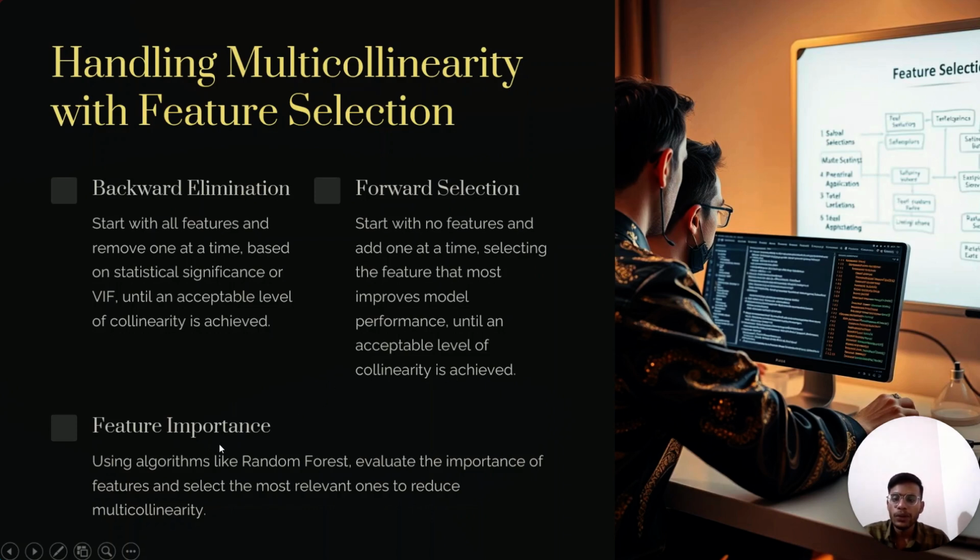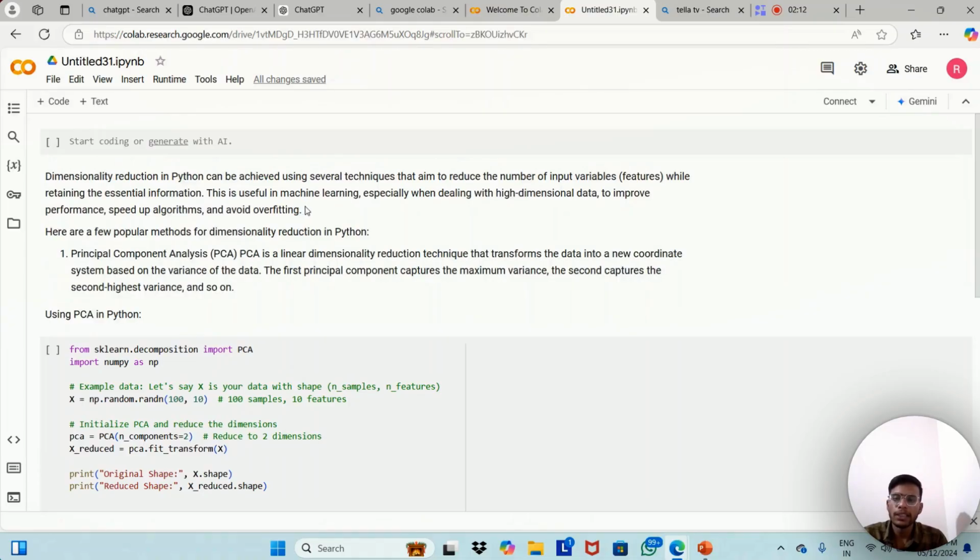Next, we have feature importance. Using algorithms like random forest, evaluate the importance of features and select the most relevant ones to reduce multicollinearity. Dimension reduction in Python can be achieved using several techniques that aim to reduce the number of input variables while retaining the essential information. This is useful in machine learning, especially when dealing with high dimensional data, to improve performance, speed of algorithms, and avoid overfitting. Here are a few popular methods for dimension reduction in Python.